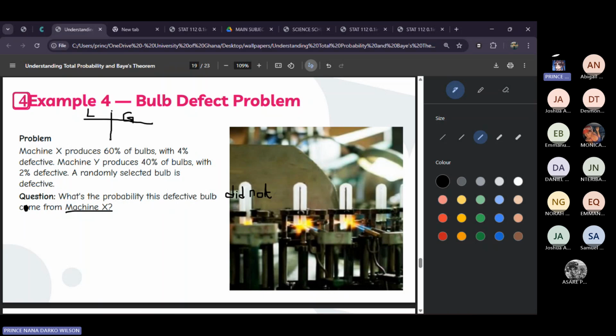Yes, Mr. Samuel, let's hear you. 0.75. That's the probability of not having it, right? So the probability that it did not come from machine X is 0.75, okay? The boys are first this time. Yeah, powerful. Mr. Phoenix, powerful.